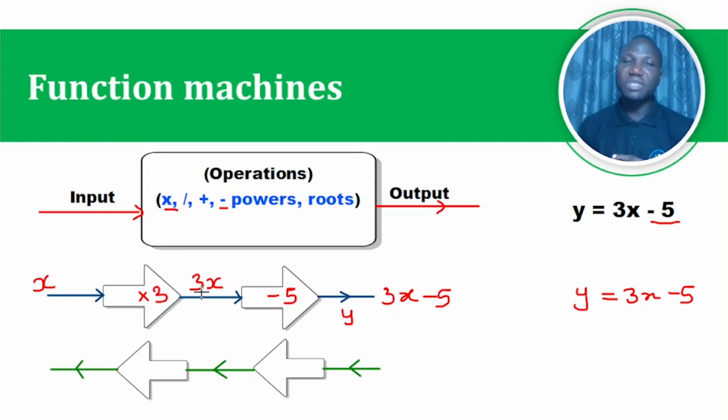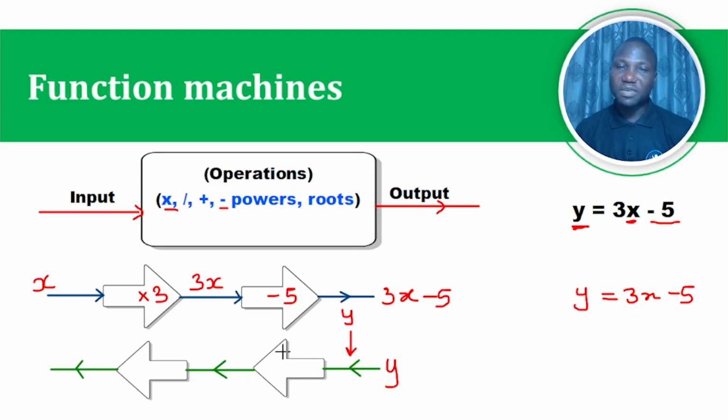Now we can use the inverse function machine to change the subject of this equation. Presently the subject is y. We can use the function machine to change the subject from y to x. And to do that, we will use the inverse function machine. So we'll start from the right. Now, what is the output here? The output here now will become the input. So y goes into the machine.